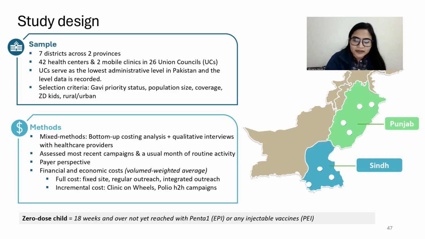Regarding the design, the study deployed a mixed method study design with the costing survey data plus healthcare provider interviews. The sites for the data collection were selected based on very specific criteria, which included the urban-rural status of the district, the population density, zero dose prevalence, and the Gavi priority areas. So based on these calculations, we selected 7 representative districts, and within these districts, 26 union councils were selected. The union council is basically the basic administrative level in the country.